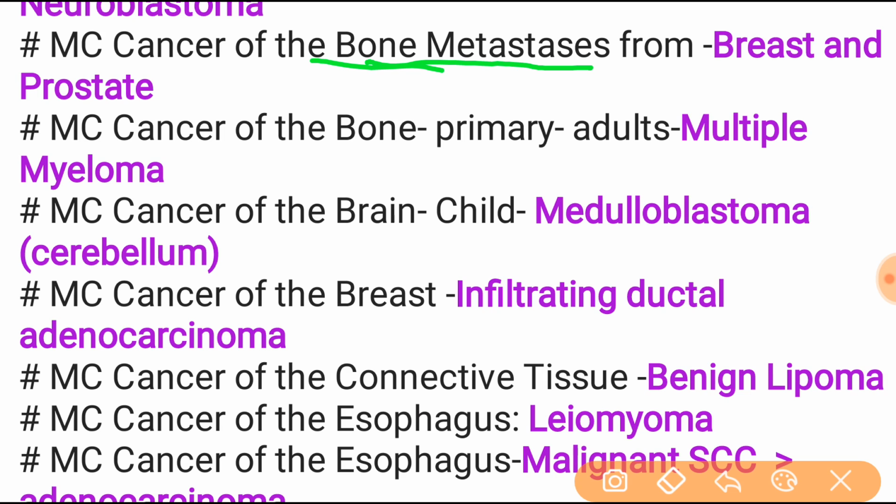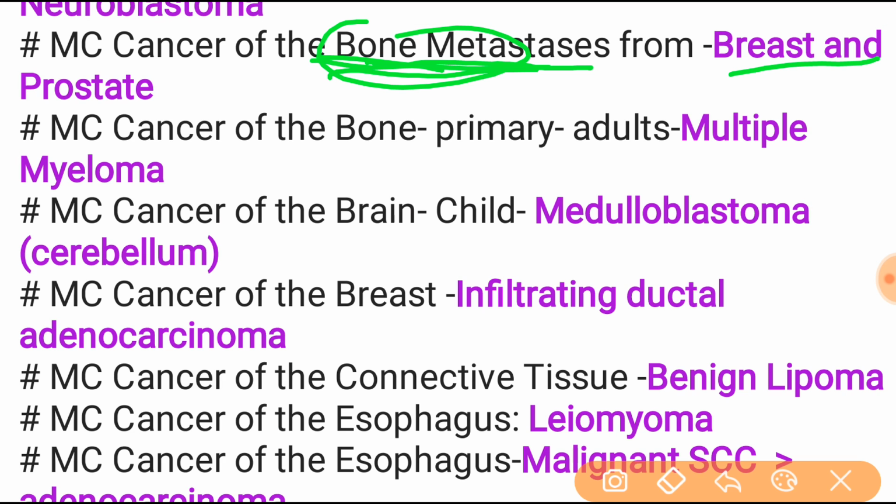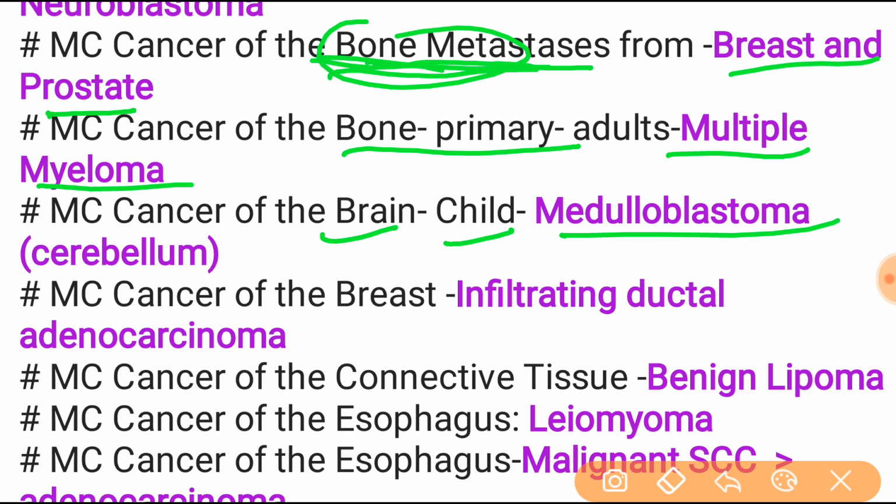Here the word is the cancer of the bone metastasis. That means in the bone, metastasis from the breast and prostate. The most common cancer of the bone, primary adult, is the multiple myeloma. Most common cancer of the brain of the child is the medulloblastoma, that means cerebellum.